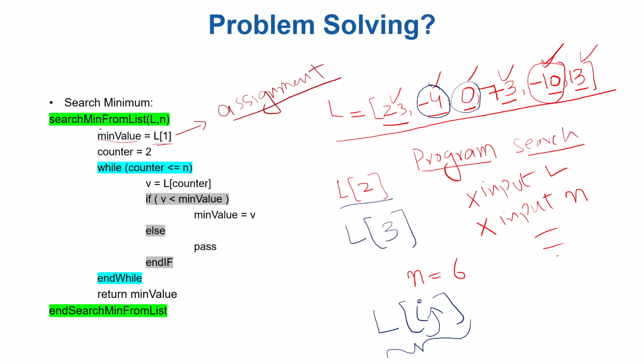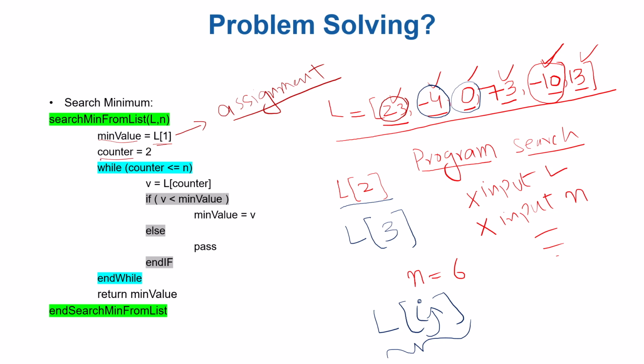This min value is a placeholder or a variable, and I have assigned this value L1 to it. From here onwards, the min value will have a value which is 23 in this particular case. Let's declare another variable called counter. We may need this counter, and let's declare this with 2. Why we are declaring this with 2 will become clear later on.